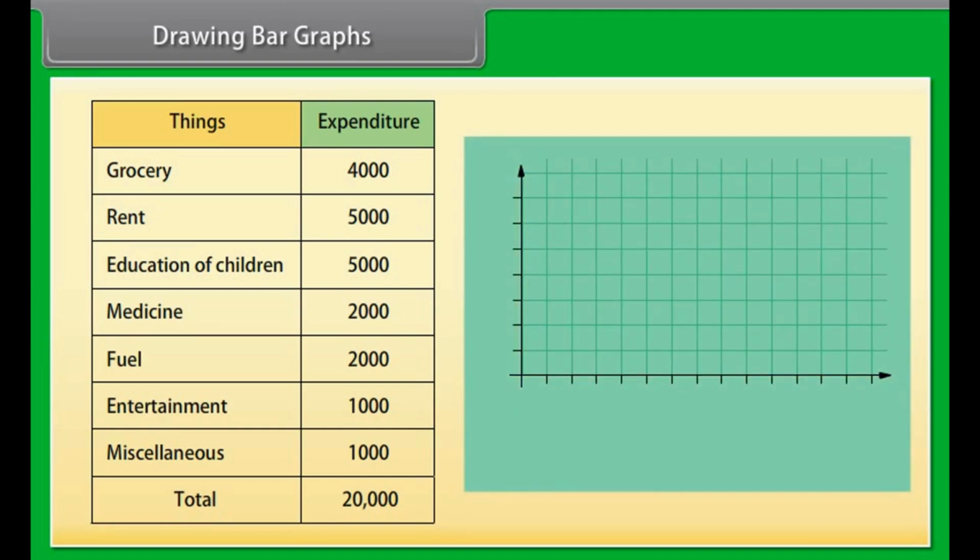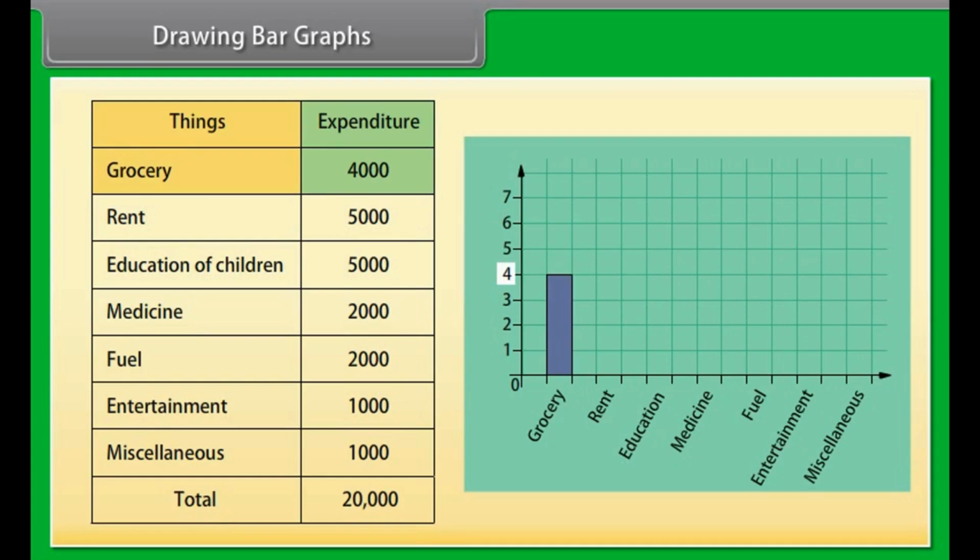For making the bar graph, we put the items on the horizontal axis and expenditure on the vertical axis. Mark the items and the expenditure on both the axes. Here 1 means 1,000, 2 means 2,000. Now to represent our first item, that is grocery, we have to make a bar of unit 4. Similarly, other items are represented, leaving a gap of 1 unit between 2 consecutive bars.